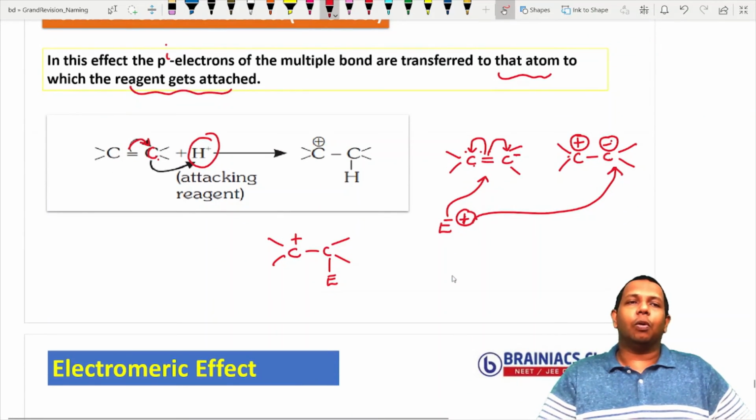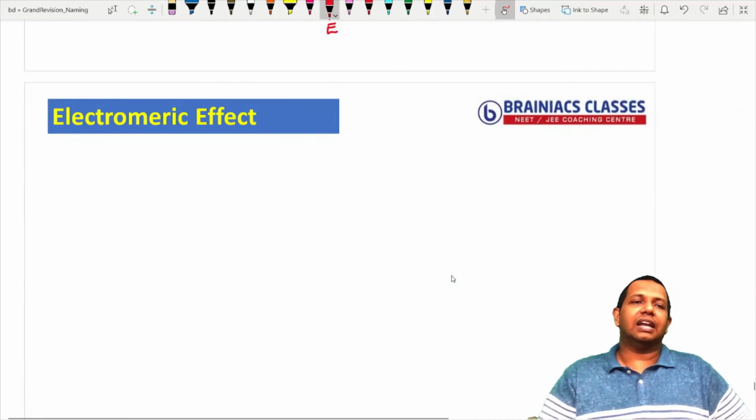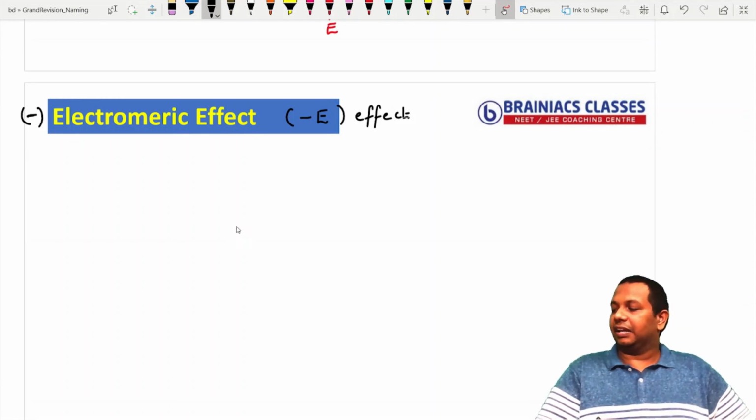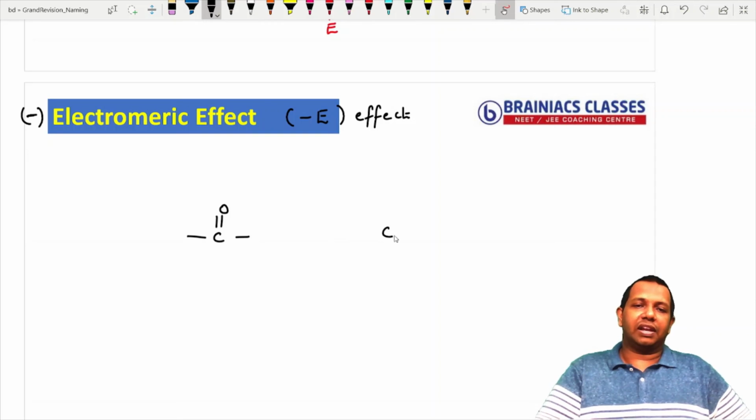Now let's see the opposite one, that is negative electromagnetic effect or minus E effect. This is minus E effect, minus electromagnetic effect we are going to explain. Here I can take a different example, something like a carbonyl group, C double bond O. Now here you have an attacking reagent, that is CN minus. Now we know that carbonyl group is highly polar, oxygen is more electronegative.